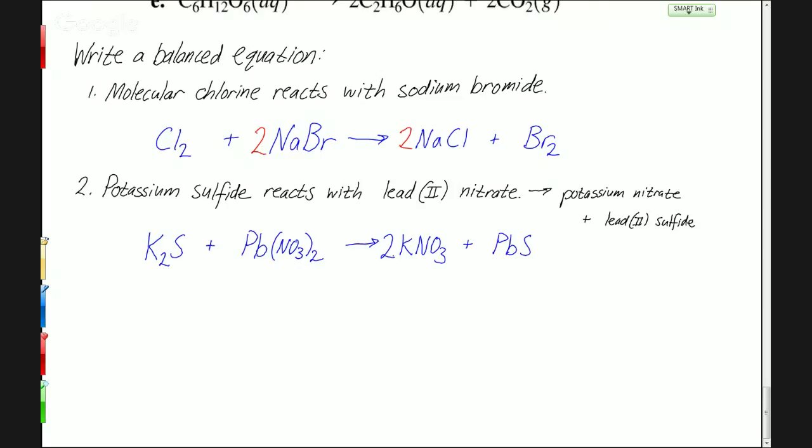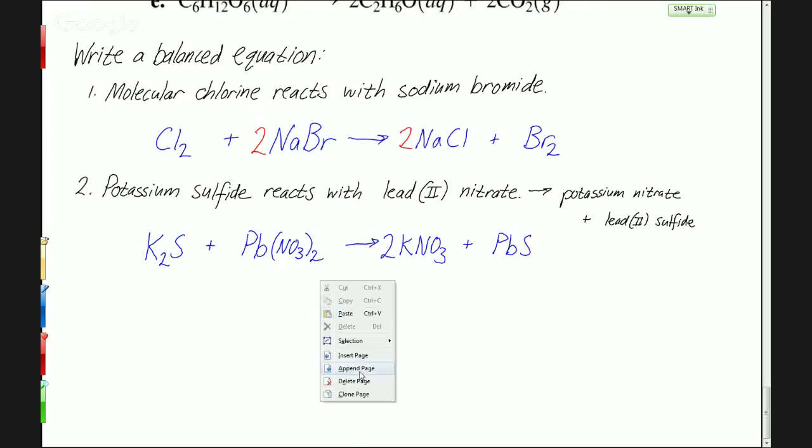All right, look good so far? So as you can see, you still need to know those names. You need to be able to write those formulas from names, so please go back and review that if you need to. Balancing equations, also really important. Not only do you have to have your formulas right, but you have to have the equation balanced properly so that this next part works.